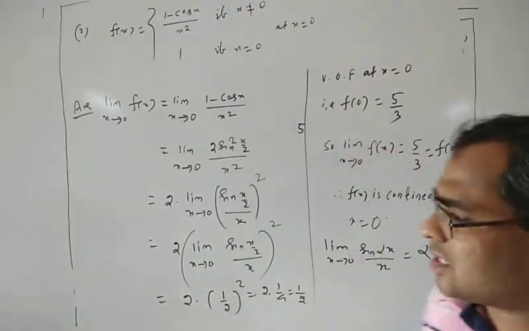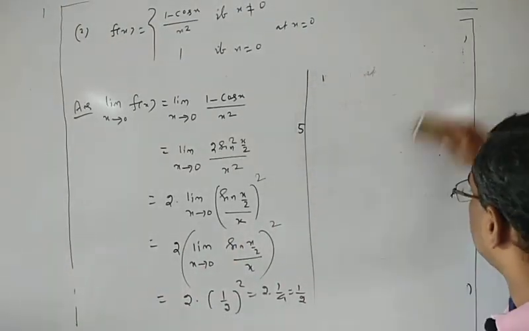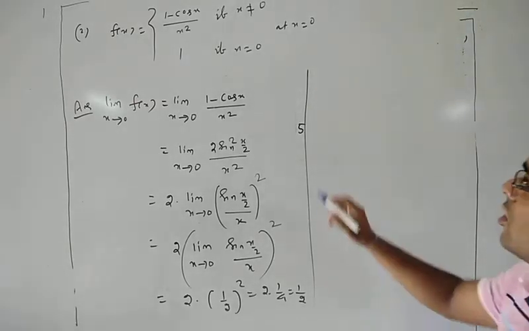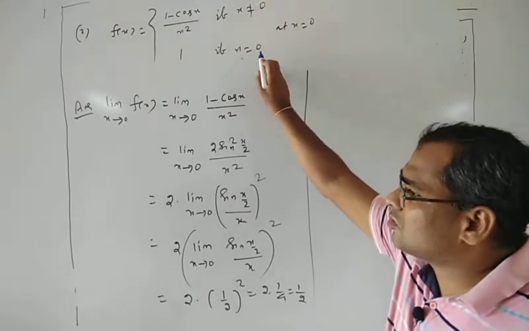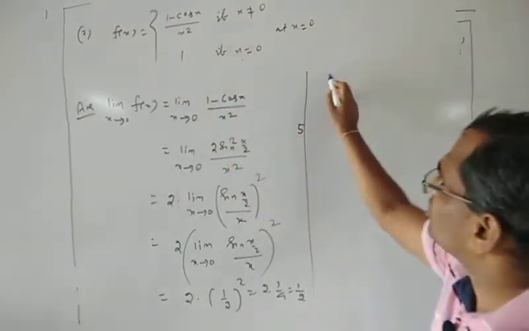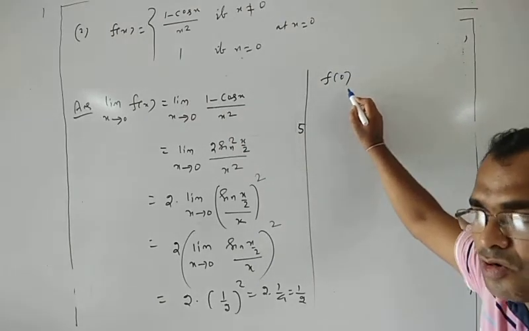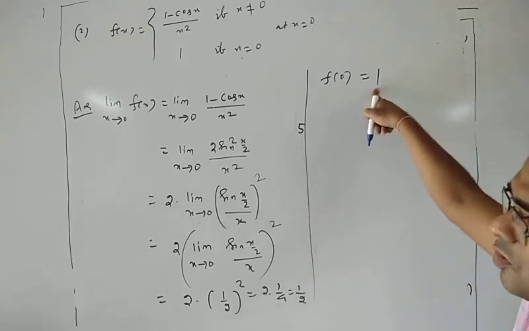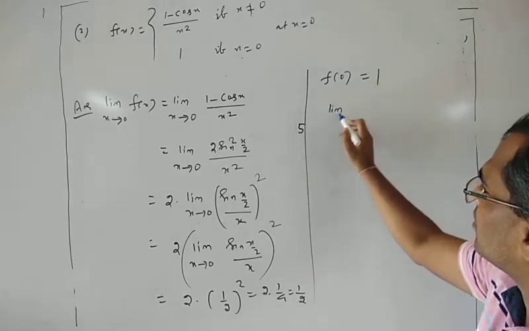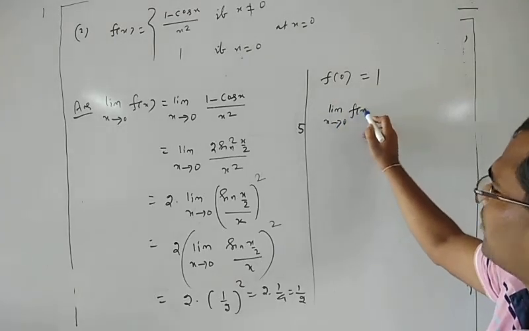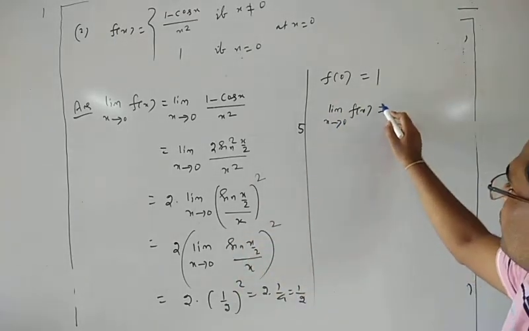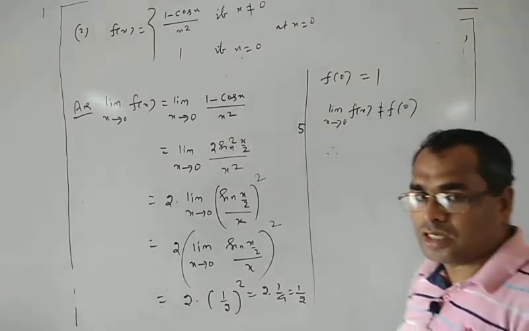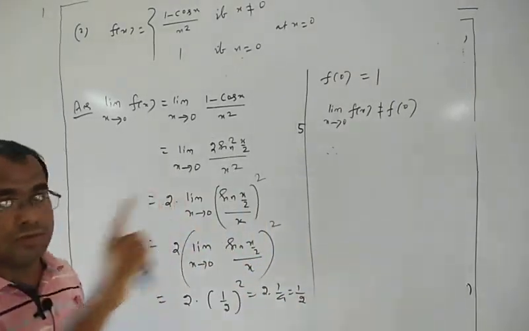So the limiting value exists. If the limiting value exists, then we have to find the value of the function. Here it is given that if x is equal to 0, then f(x) is equal to 1. So the value of the function means f of 0, so f of 0 is equal to 1. The limiting value is 1 by 2 and the value of the function is 1. Limit x tends to 0 of f(x) is not equal to f of 0. Therefore, f(x) is discontinuous at x equal to 0.